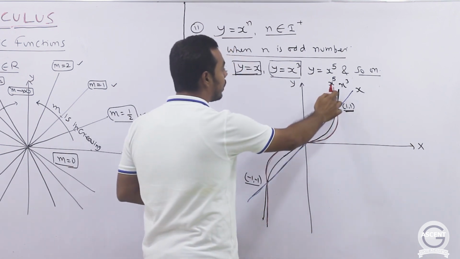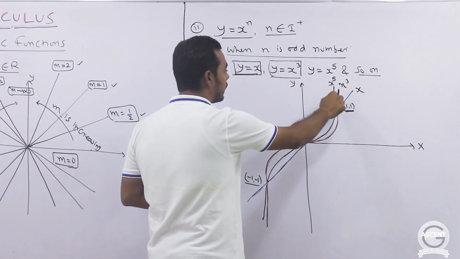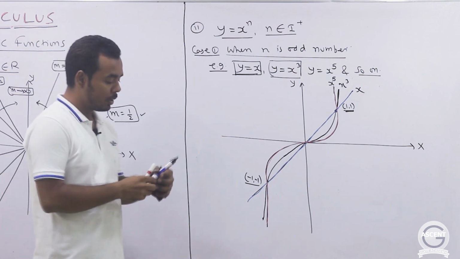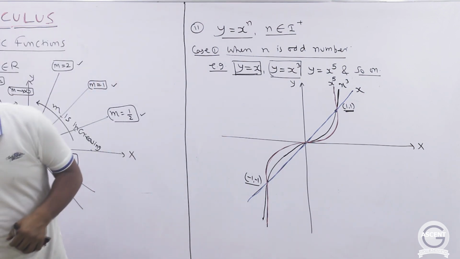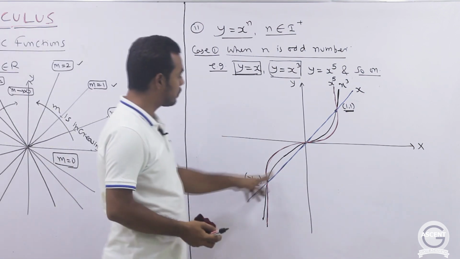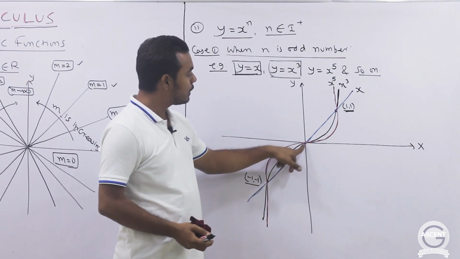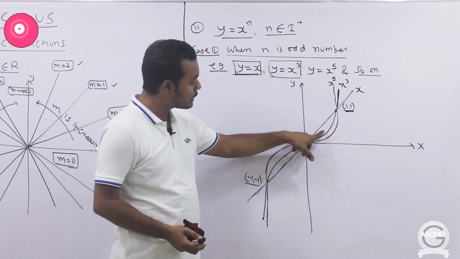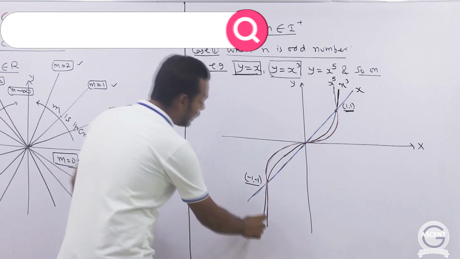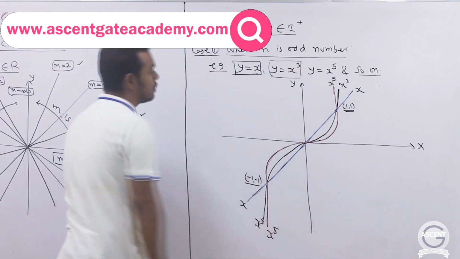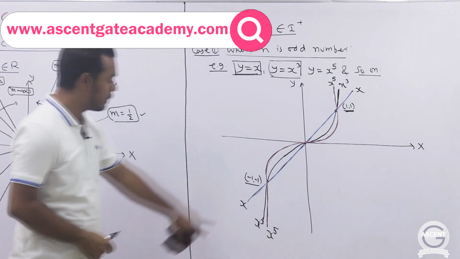The important thing to learn here is that the nature of all these graphs, x cube, x to the power 5, x to the power 7, will be similar. The only thing is that between minus 1 and 0, x to the power 5 is more than x cube, and between 0 and 1, again x to the power 5 is less than x cube. Here this one is x to the power 5, x cube, and this is y equals x to the power 9, x to the power 1.